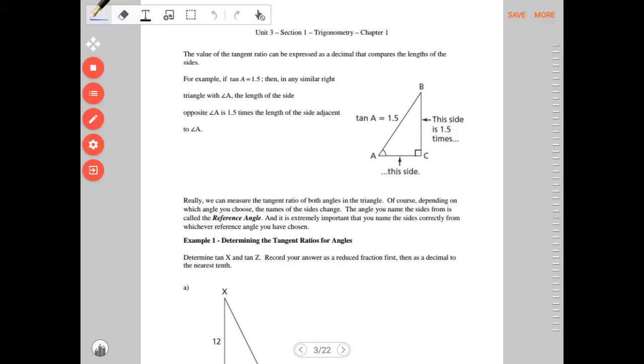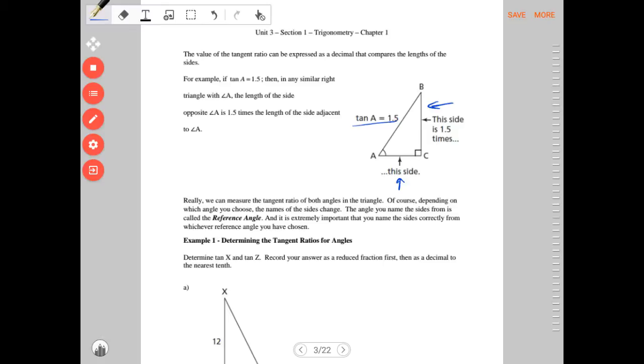The value of the tangent ratio can be expressed as a decimal that compares the lengths of sides. For example, if tan A equals 1.5, then in any similar right triangle with angle A, the length of the side opposite angle A is 1.5 times the length of the side adjacent to angle A. So tan 1.5, all that means is that this side here will always be 1.5 times bigger than this side.